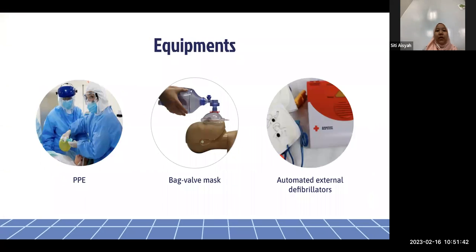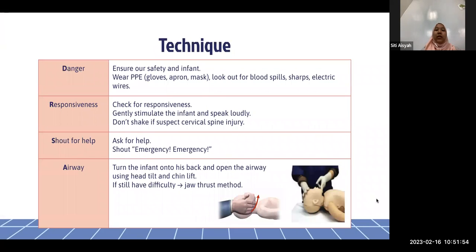Next. So these are the equipments needed, which are the PPE, bag valve mask, and then the AED. Next. So the technique is similar to CPR in children, whereby we identify if there is any danger to ensure our own safety as well as the infant's, by wearing PPE and looking out for any blood spill, sharp objects, electric wires.